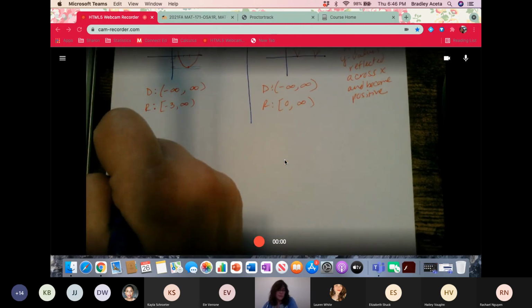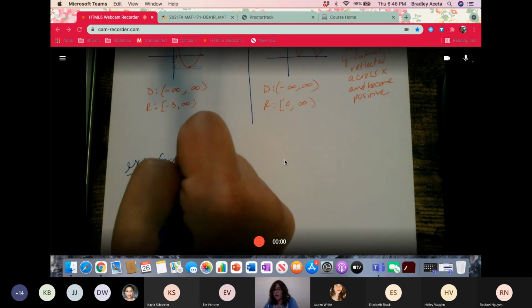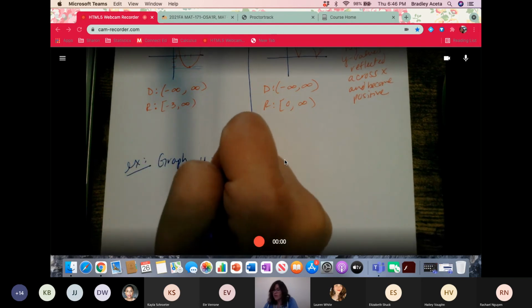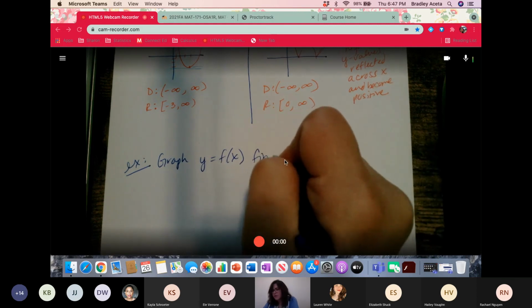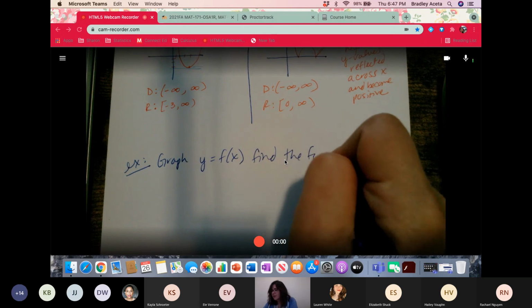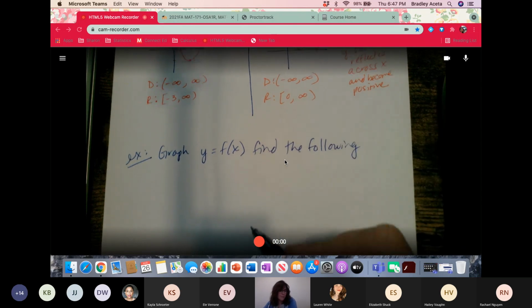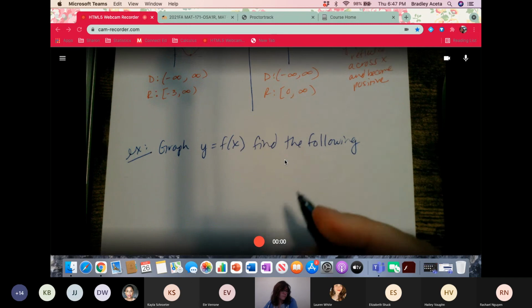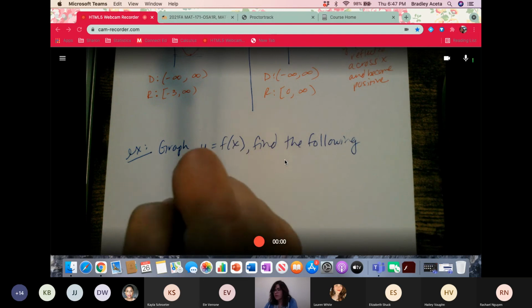And another example that you will see in this section of homework: graph of y equals f of x. They like to do this. They don't want to give you ones that you know for sure. They want to draw ones that you don't know. Graph y equals f of x and find the following. Oh, they're going to make you graph it. Okay.